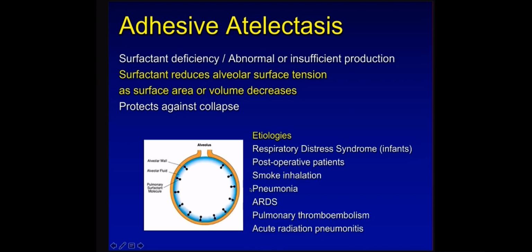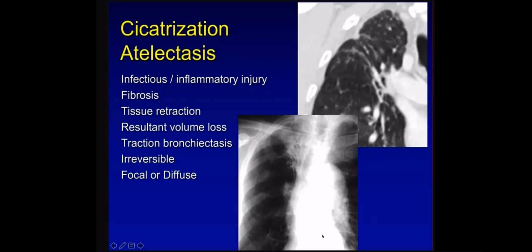You can sometimes recognize a degree of atelectasis in that same lobe, which will typically resolve with treatment of the pneumonia. Respiratory distress syndrome is the classic entity that has adhesive atelectasis, but even post-op patients, those exposed to smoke, patients with pulmonary emboli, and the acute phase of radiation pneumonitis also induce a type of adhesive atelectasis. Cicatrization, as I mentioned, refers to fibrosis.